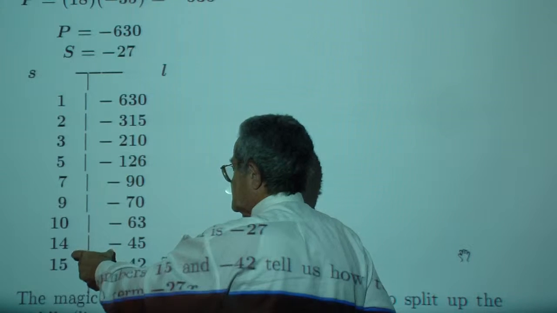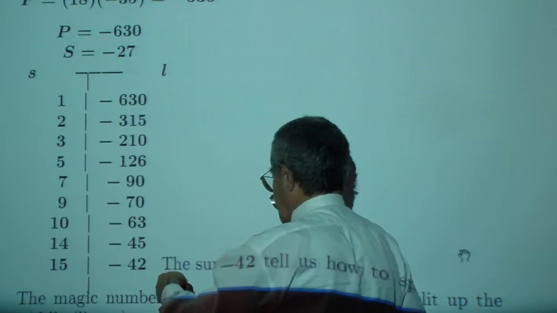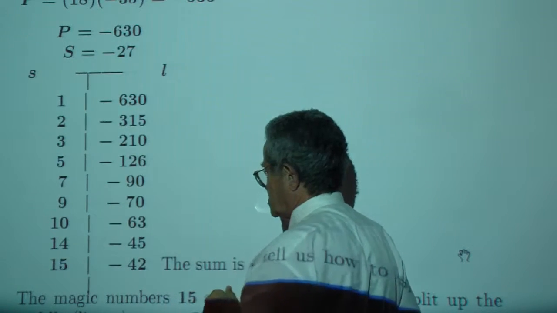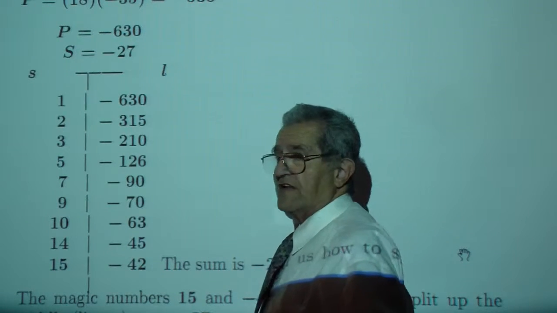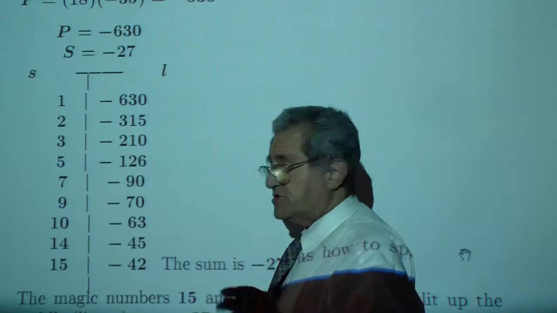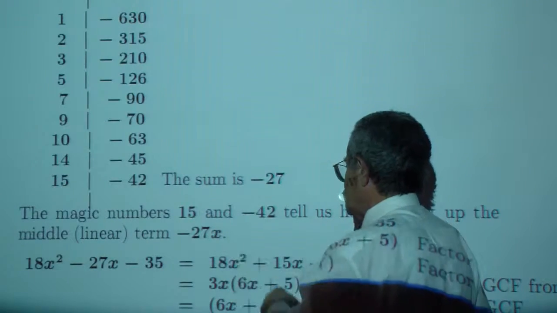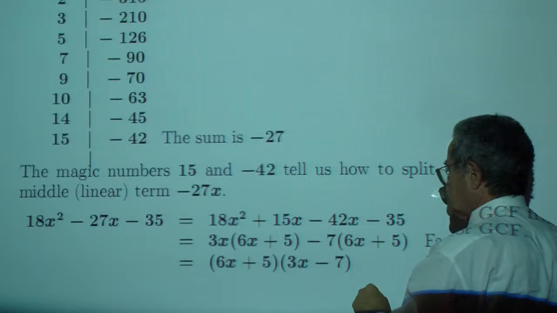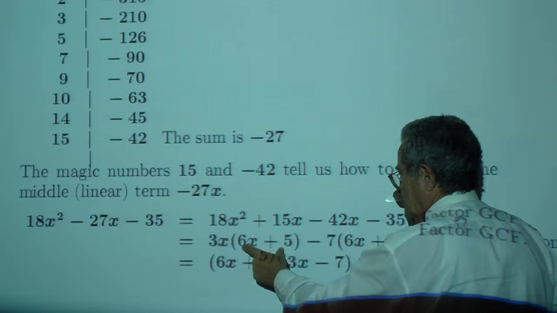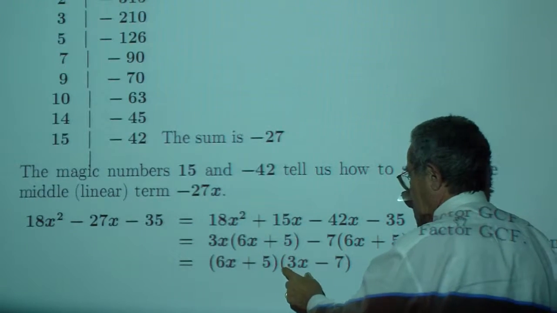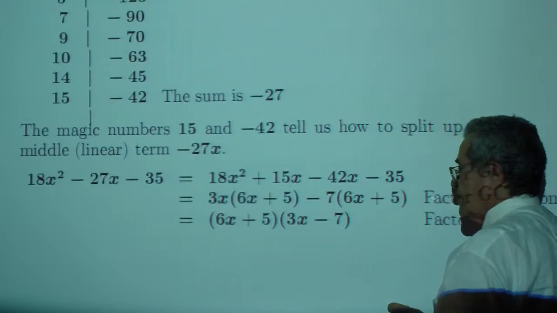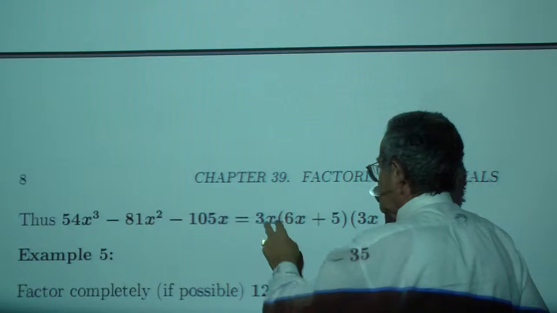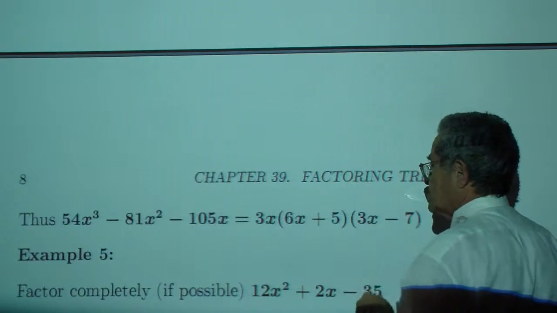If you have all the cases here, and you cannot come out with a pair of numbers whose sum is negative 27, whose product is negative 630, the trinomial cannot be factored, at least not using integers. So we have the magic numbers here. We factor out 3x, we factor out a negative 7. That allows us to factor 6x plus 5, and we are left with 3x minus 7. And don't forget the 3 that we had originally. So 3x times 6x plus 5 times 3x minus 7.